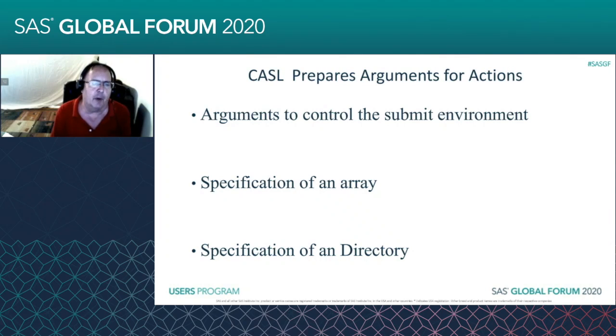So, let's prepare some arguments for our actions. One of the things that CASL does very well, we want to be able to submit an action and give it the parameters it needs. Those are going to come in 2 forms. One form is an array. The other form is a dictionary. So let's take a look at what that means.